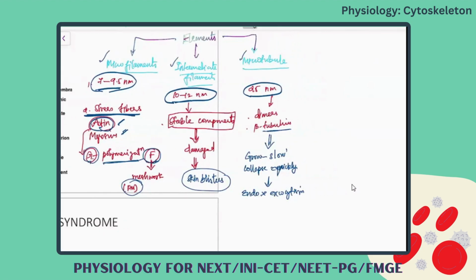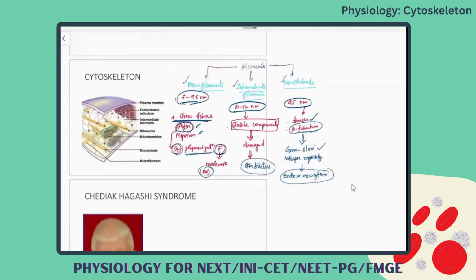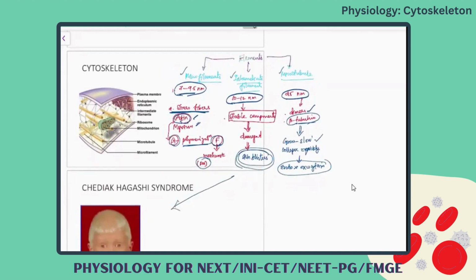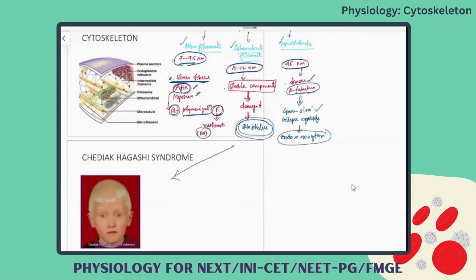Coming to the microtubules, they have higher thickness than the other two, and they always appear as dimers. The most common is tubulin, among which is beta tubulin. These beta tubulins grow very slowly, but when collapse is about to happen, they are the first thing to collapse. They also have a role in the endocytosis and exocytosis process. So that's all about the cytoskeleton.